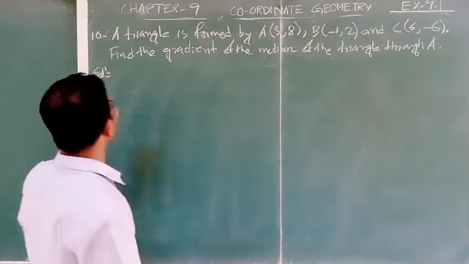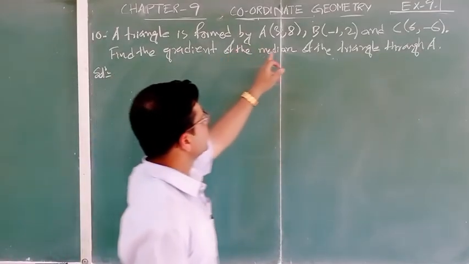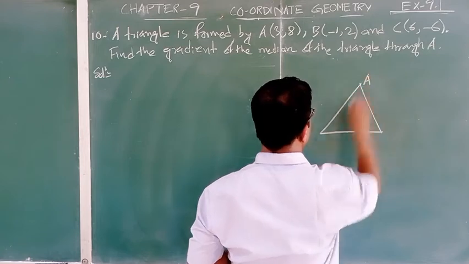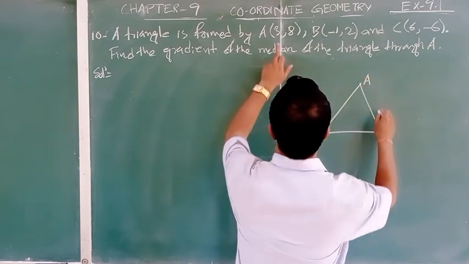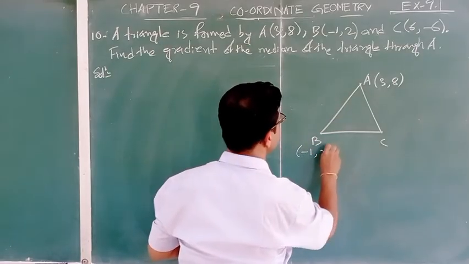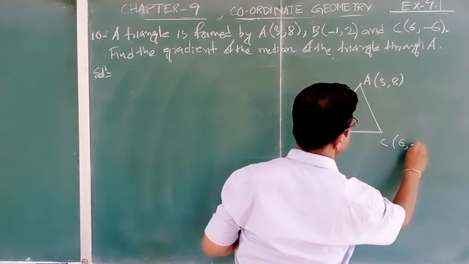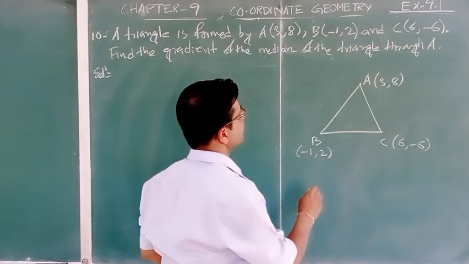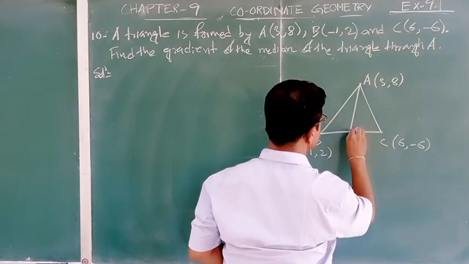Alright. Now in question number 10, a triangle is formed by, okay, let us draw the triangle. We will do it simultaneously. A, B, C. The coordinates of A are 3, 8. Coordinates of B are minus 1, 2. Coordinates of C are 6, minus 6. This is the situation. Find the gradient of the median of the triangle formed through A. Okay, this is the median AD.